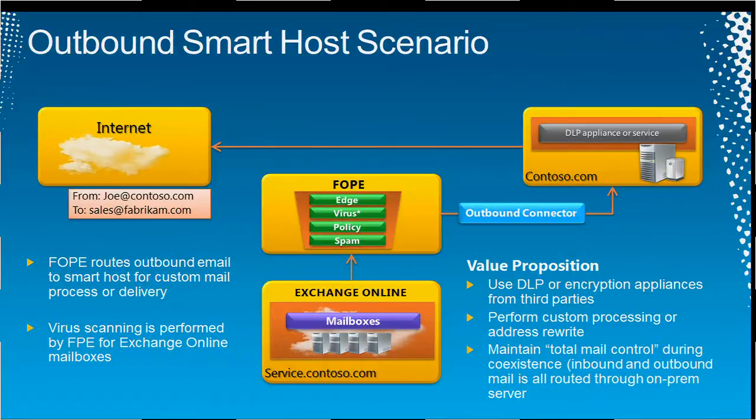This is the outbound smart host scenario. This is the case where a company wants all email to go via an on-prem DLP appliance, or an encryption appliance, or you want to do an address rewrite. That is another scenario. Having a leased line between 2 different companies is the same outbound smart host scenario. Here, FOPI acts as a smart host, and you can set up an outbound connector. I will show a demo of that as well. You can set up an outbound connector where all email goes through FOPI and then is sent back to Contoso.com for compliance purposes.